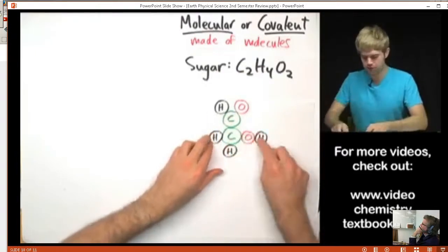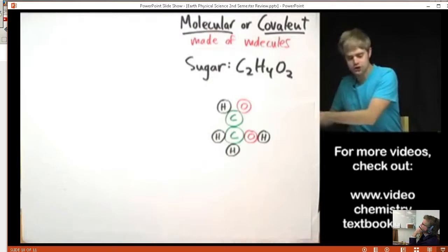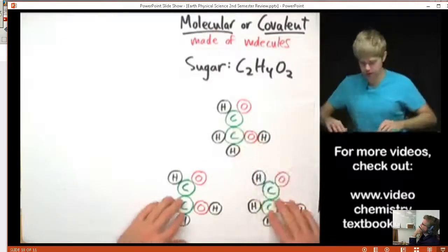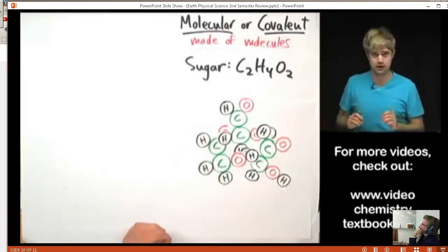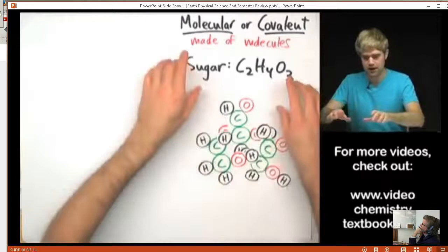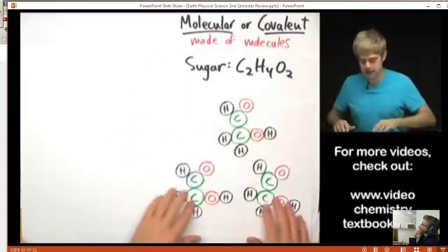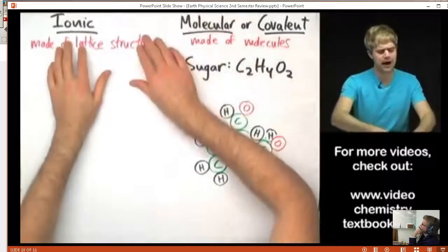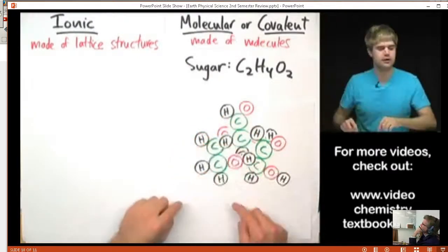2 carbons, 4 hydrogens, and 2 oxygens. So a grain of sugar would look like this. It would look like a number of different sugar molecules that have all kind of come together and formed a clump here. Okay, but the big deal here is that these molecules are individual clumps of atoms that then come together to make stuff. On the other hand, ionic compounds, they're not made of clumps of atoms like molecules.